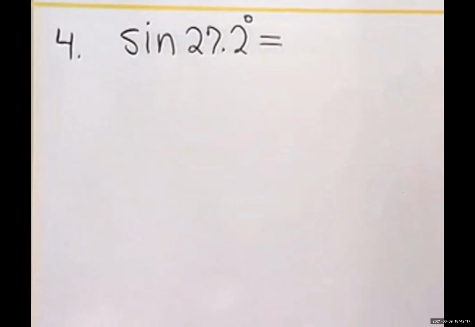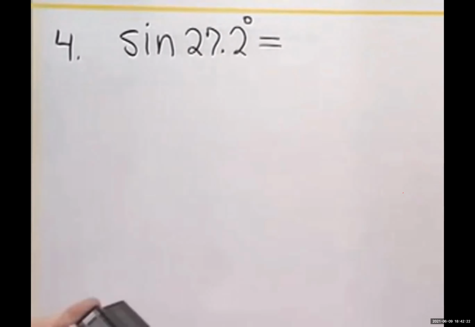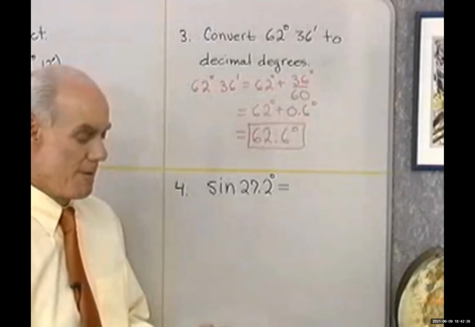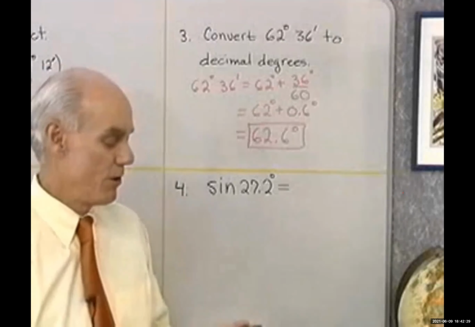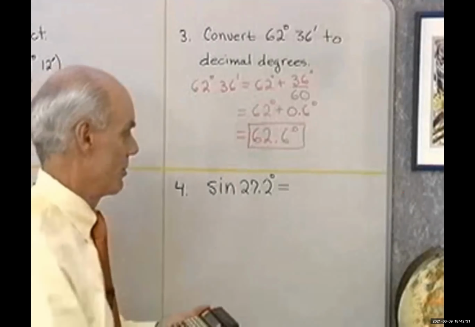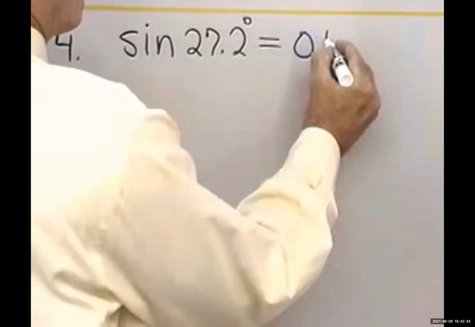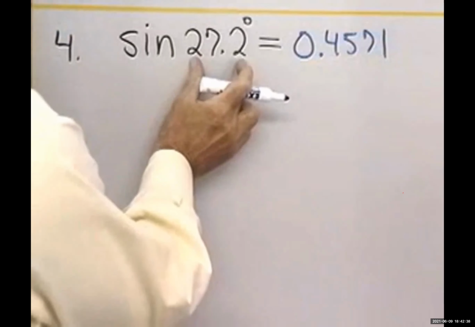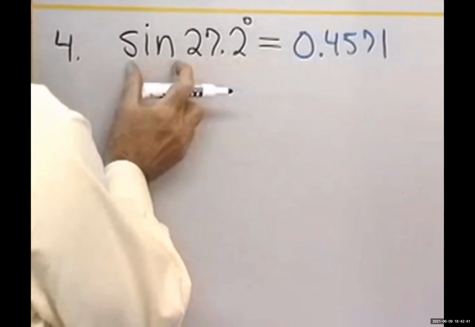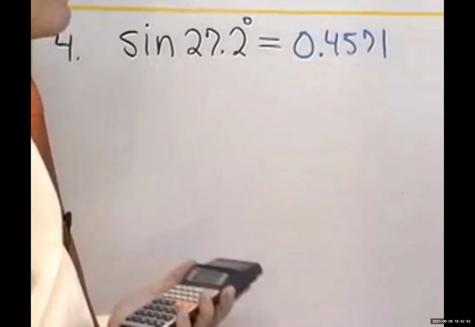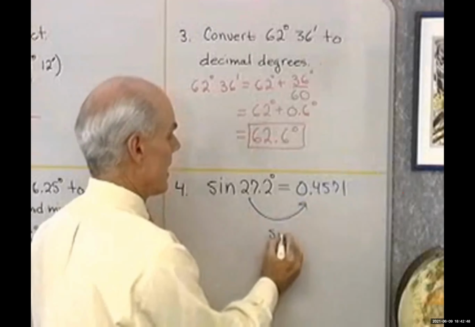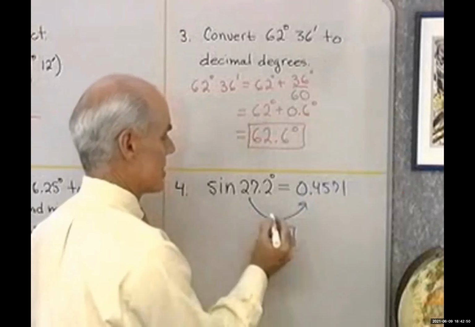The sine of 27.2 degrees, now I'm going to look this up on my calculator. So let's say I have 27.2, press my sine button. This comes out 0.4571 if I round to 4 places. So on the calculator, 27.2 degrees has a sine of 0.4571. So when I go in this direction on the calculator, I use my button marked sine.